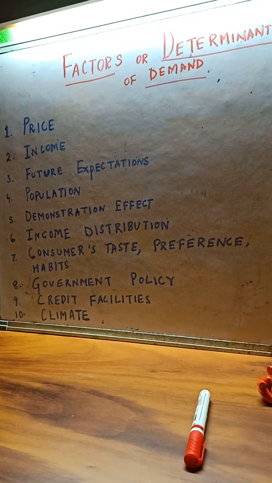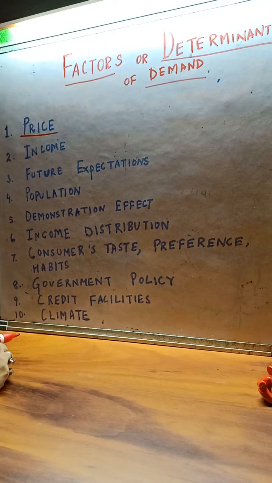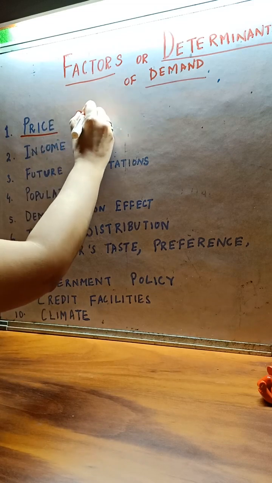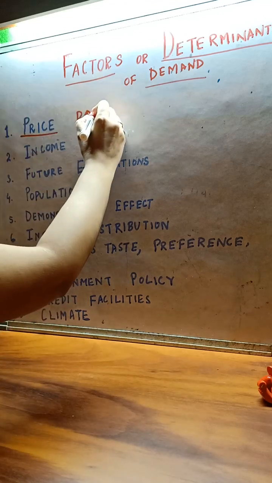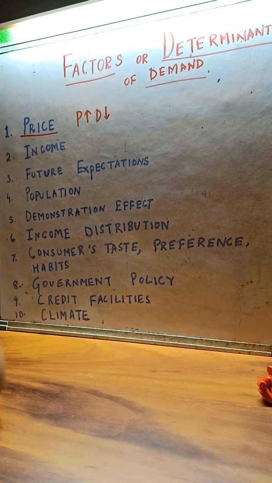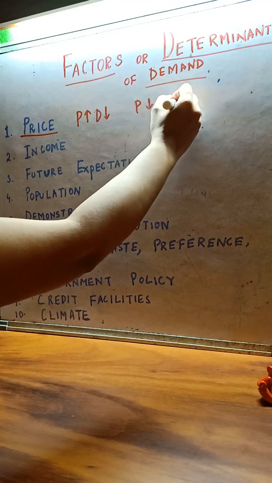The first factor of demand is price. Price of a commodity is very important to determine the demand of a commodity. Now, if the price of a certain commodity rises, P is denoted as price, if it rises, then demand will definitely fall. If the price of the commodity falls, the demand will rise.